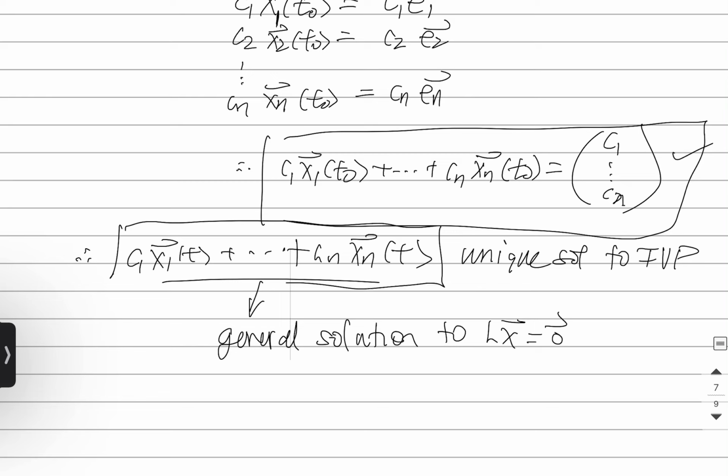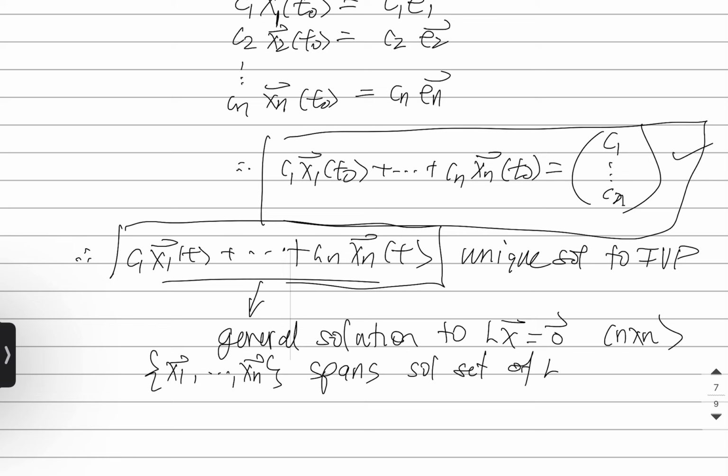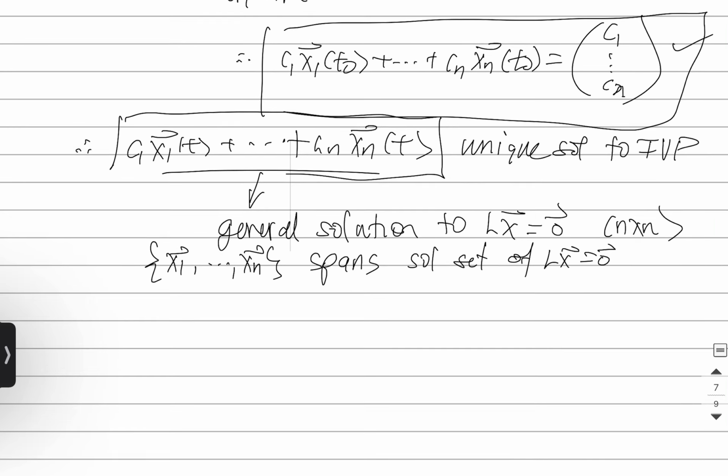I've shown you that there have to be n of these fundamental solutions, n of these solutions. They have to be formed this way. So that means this set spans the solutions, or the solution set of Lx equals 0. I will create every answer to this problem from these. Now, are they linearly independent?